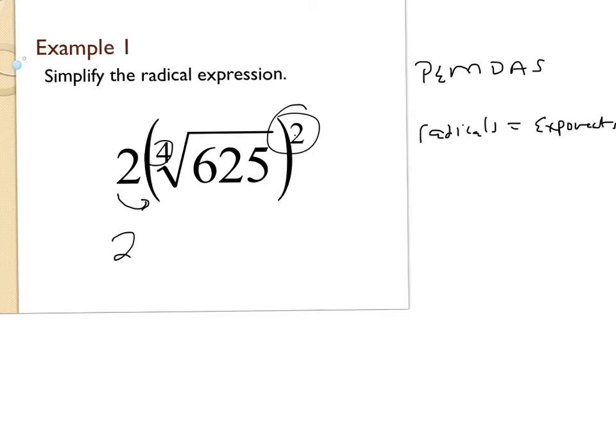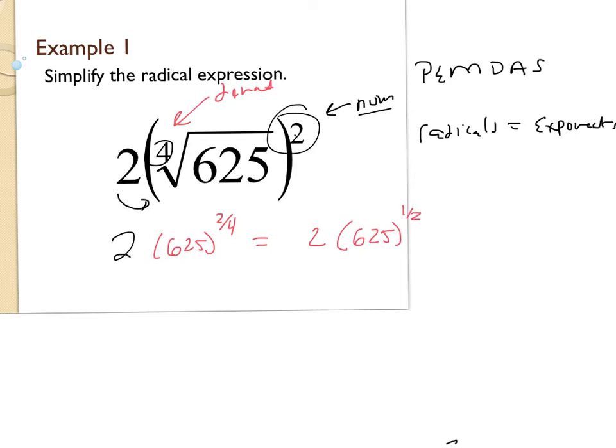Now, the power, I'm going to write this as a fraction because I think this is a little bit easier to understand. Because this is a fourth root, what number times itself 4 times is equal to 625? Well, if you know that, great. If not, an easier way to work with this is to understand that the exponent is our numerator in our fraction, and this is our denominator. So I could rewrite 625 to the 2/4, which is equal to 2 times 625 to the 1/2.